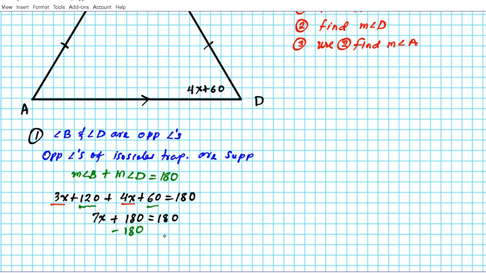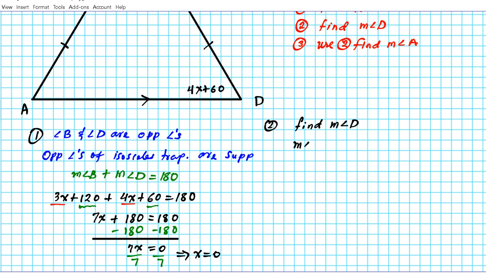So subtract 180, subtract 180. And that yields 7x is equal to 0. Divide both sides by 7. And your final answer, x, is equal to 0. Okay? That was the final answer for part 1. It's not the final answer for the problem. Part 2, we now have to find the measure of angle D. All right? How do we do that?